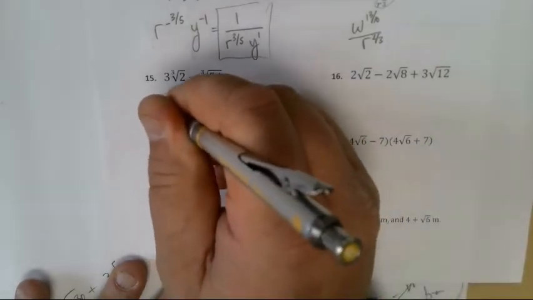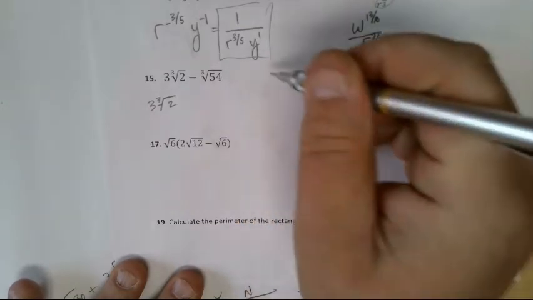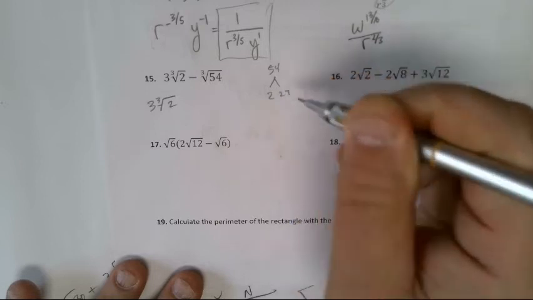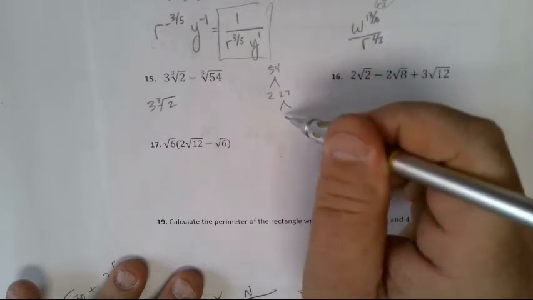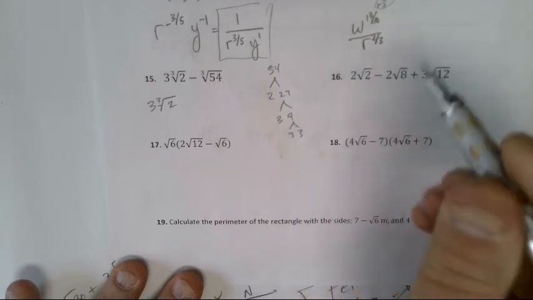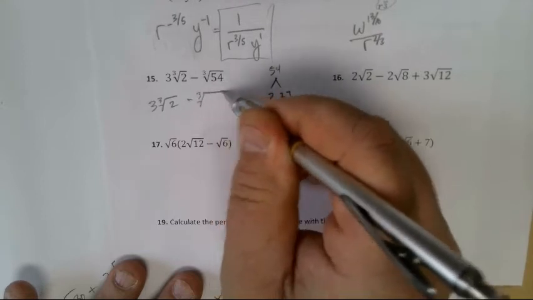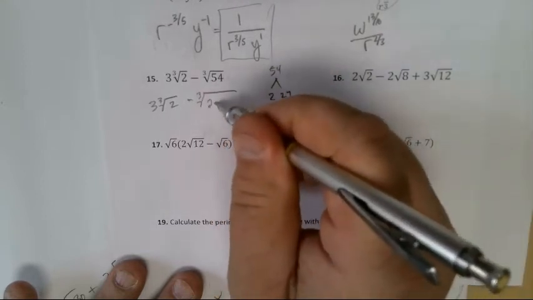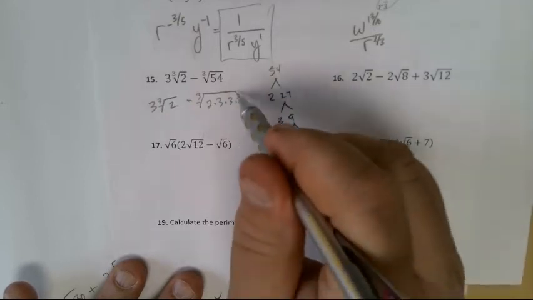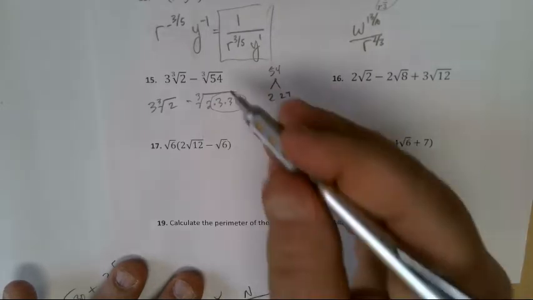So this is just 3 times the cubed root of 2. But 54 breaks down into 2 times 27. And 27 is 3 times 9. And 9 is 3 times 3. So this is minus the cubed root of 2 times 3 times 3 times 3. Well, there's 3 3's. See it? Which means I can pull it out.